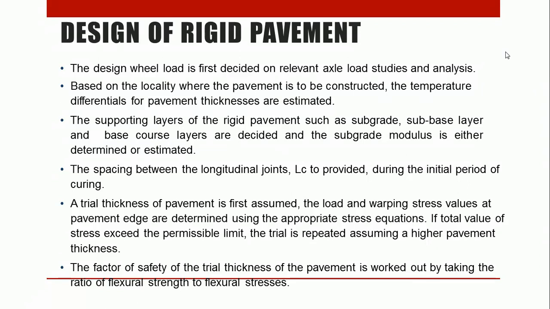Here mainly two types of stresses are there. One is wheel load stress and the other is warping stress, that is, the stress developed because of the temperature variation. In wheel load stress we have three formulas, and warping stress is nothing but the stress developed due to the variation of temperature at the top and bottom layer. We have three formulas for that, and lastly there is friction stress, for which only one formula is there to find the stress developed because of friction.